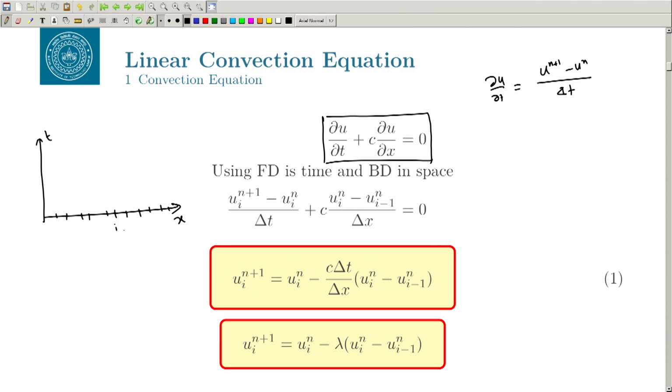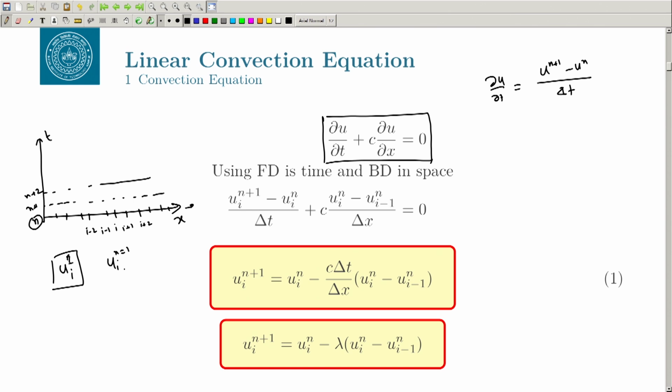So, let us say this is i plus 1, i minus 1, i plus 2, i minus 2, and this is n, and then you go to n plus 1. n may be 1 here, and then it goes to the next step, and then you go to the next step. Everything is known at this n, which is, let us say, n equal to 1. So, you know what u_i is at 1 everywhere. So, this is u_i at n equal to 1.